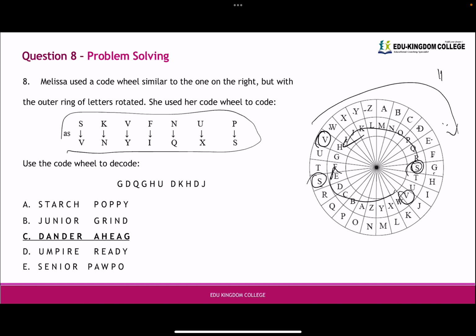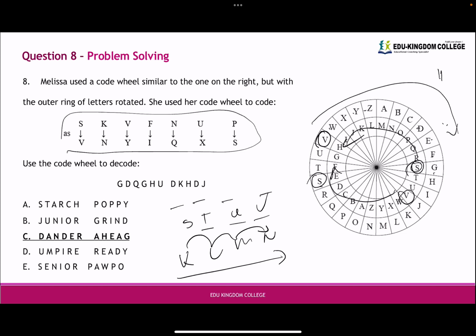So S becomes V, K becomes N, and that's 3 or 4 letters, however you want to count it. So S, T, U, V. You could go 1, 2, 3, or 1, 2, 3, 4. It doesn't matter, however you want to count it. K, L, M, N. Again, it's across 3 to 4 letters. I think it's actually 3. So 1, 2, 3. And if you want to check for everything else, it's the same pattern.